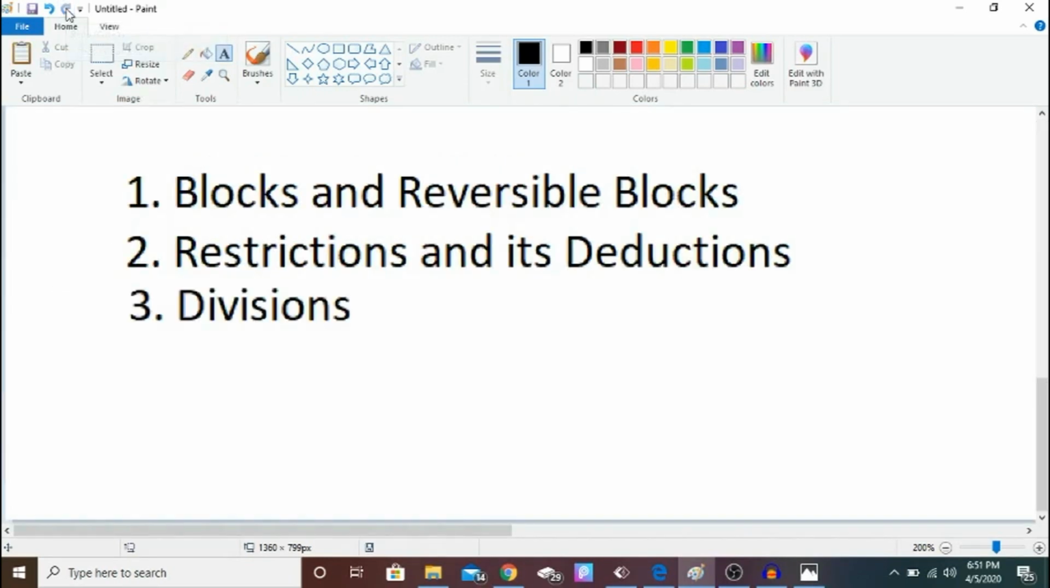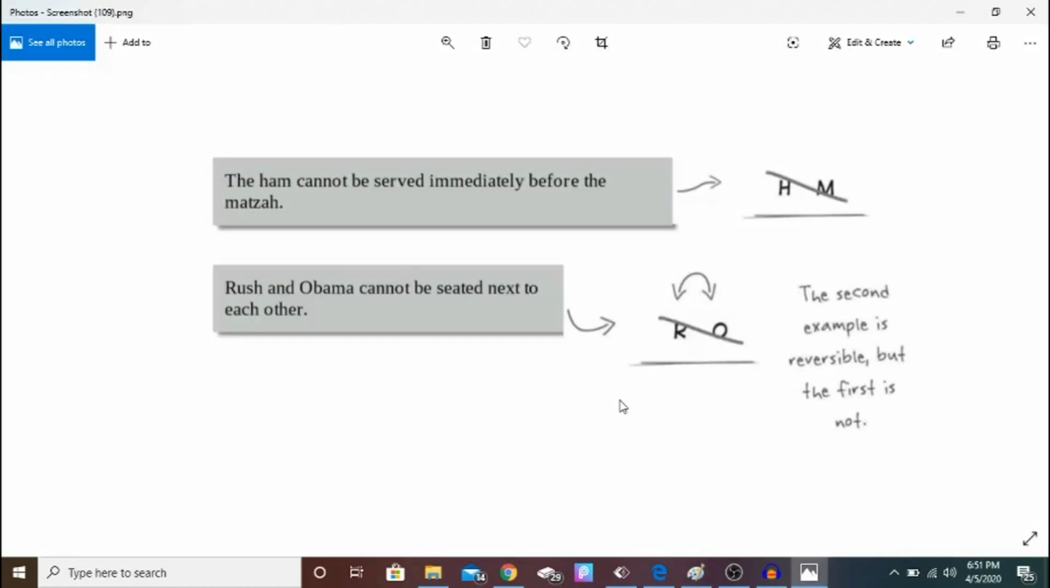Next up, number 3 are divisions. Divisions simply are 2 players who cannot be next to each other. For example, the ham cannot be served immediately before matzah. Rush and Obama cannot be seated next to each other. The second example is reversible, but the first is not. Although divisions are much less common than blocks, they are still important to understand and very easy to remember.